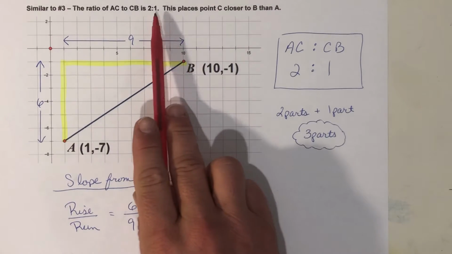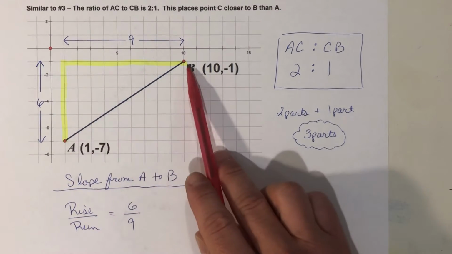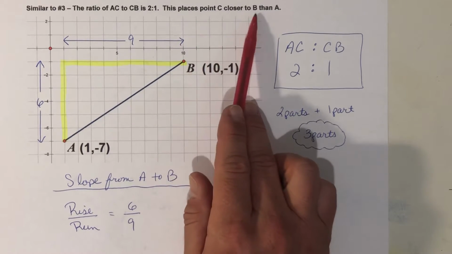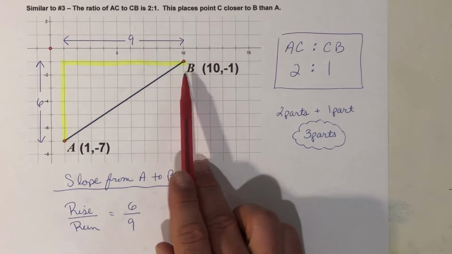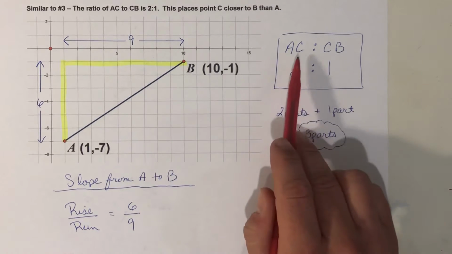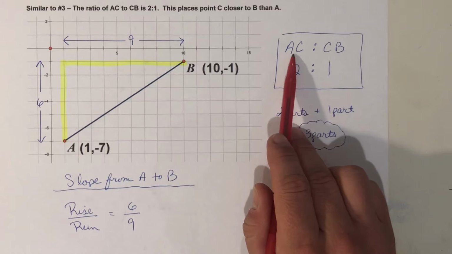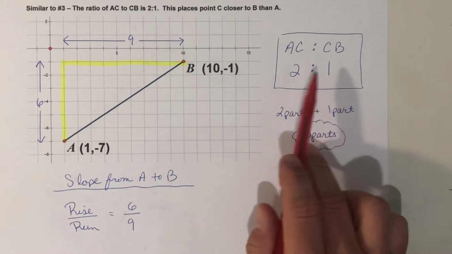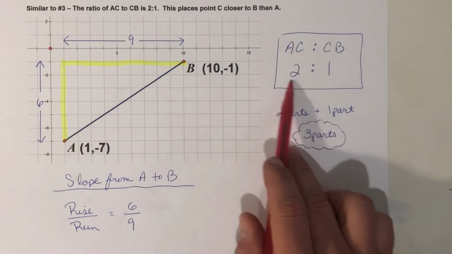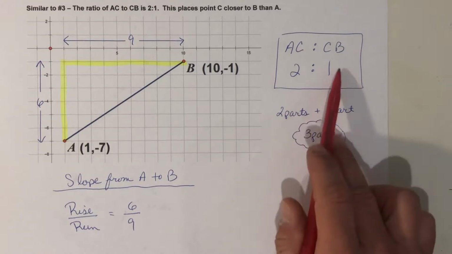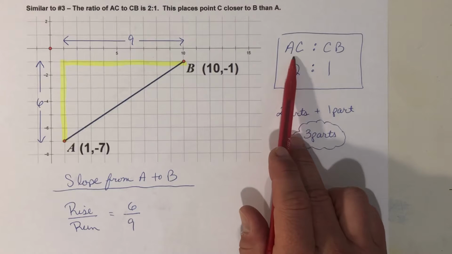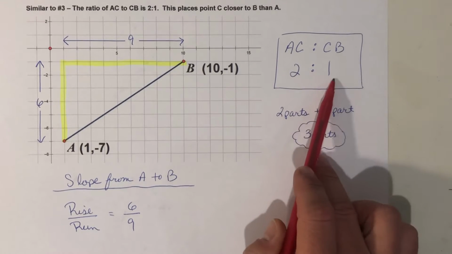So here's what we want to do. We want to place point C somewhere in between this segment. In my opinion, I think that C is going to be placed closer to B than A. So how do I know that? Well, I know that because if they're comparing AC to CB as a 2 to 1 ratio, that means AC is 2 parts compared to CB's 1 part, right? The length of AC should be twice the length of CB.